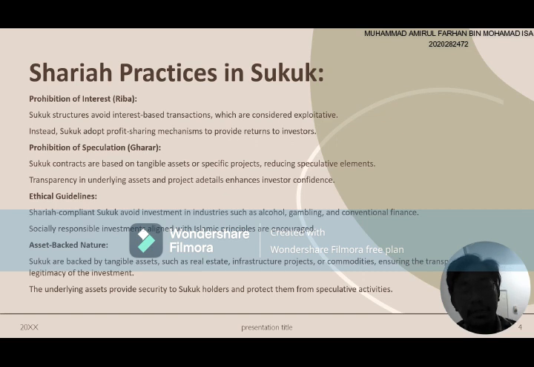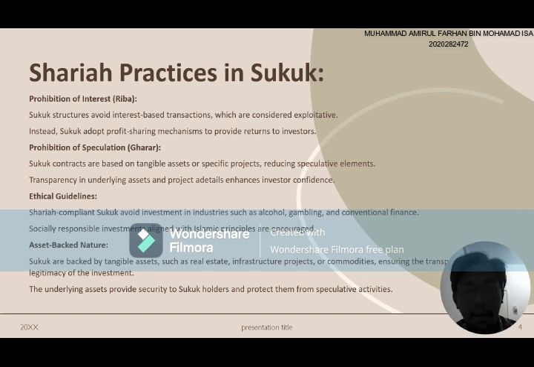The last one is Shariah practice in Sukuk. First things first, Shariah practices in Sukuk are: the prohibition of interest; the second one, prohibition of speculation, gharar; the third one is ethical guidelines; and the fourth one is asset-backed nature. The first one is the prohibition of interest.